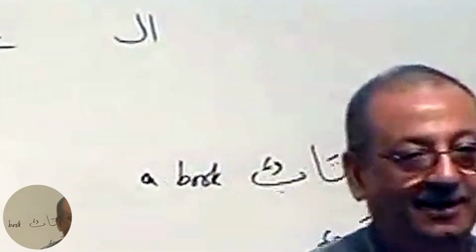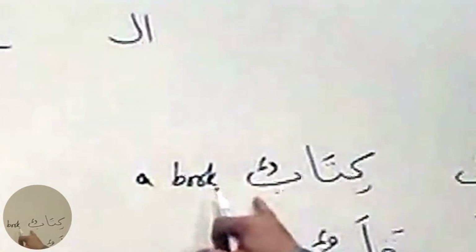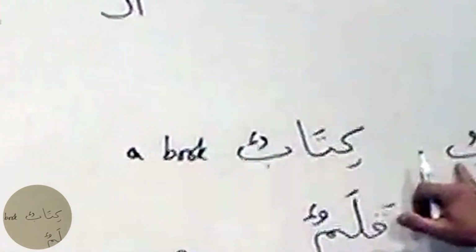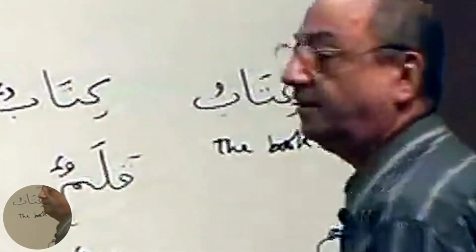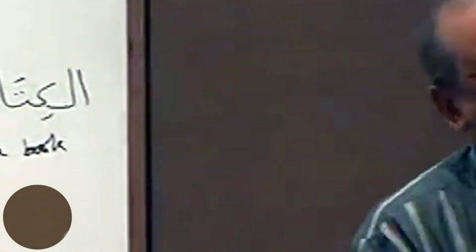Now you see, as soon as I put al, like magic, one vowel sign got dropped. Instead of bun, it became bu. Got the idea? Now, if I say kalamun, a pen, I want to say the pen. What will I do? Al-kalamu.